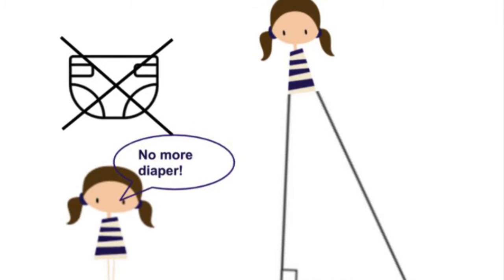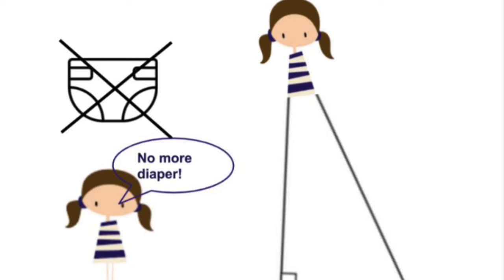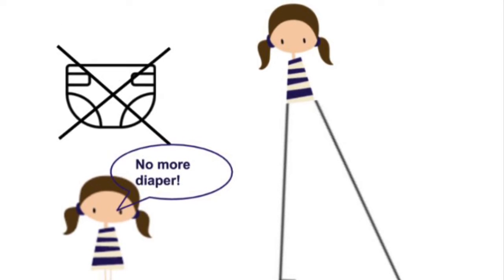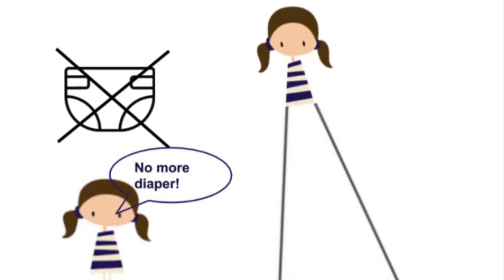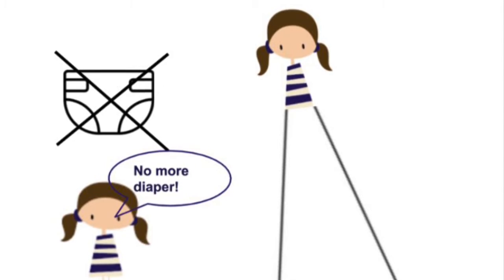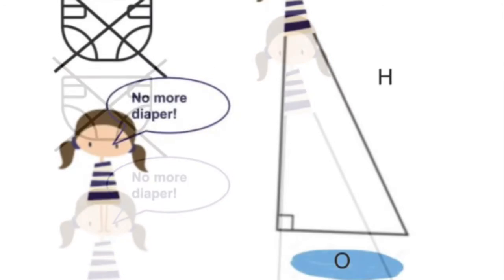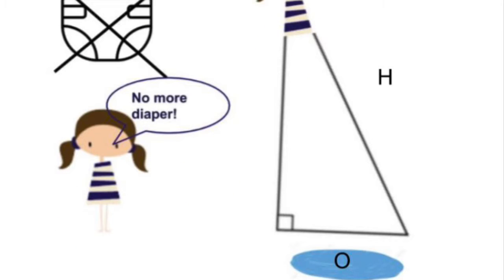Don't forget the little girl, because she's not wearing diapers, sometimes she has accidents, and when she has an accident, there's a little puddle at the bottom of her dress, and we call that puddle the opposite side of the triangle. If you always think about the little girl and her little puddle in the shape of an O, that's going to help you when you label a triangle. The H is going to be the longest side, that's the most important. The O is going to be the side that's underneath the dress of the little girl. And the A is going to be that third side, the leftover side, the adjacent side.